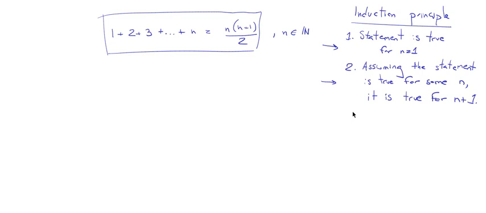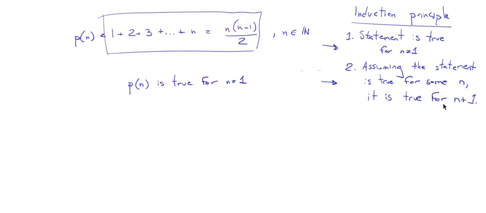So the way to think about this is, if first we prove that the statement is true for n equals 1, and let's call the statement Pn, a proposition that is a function of n. Pn is true for n equals 1. Now the second thing says, assuming the statement is true for some n, it is true for n plus 1.